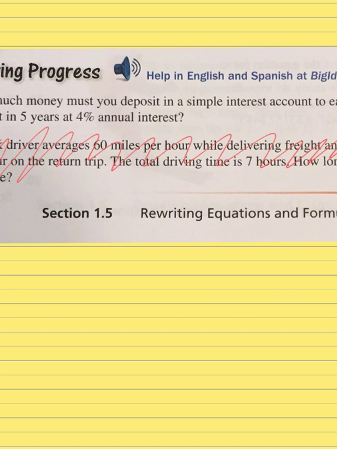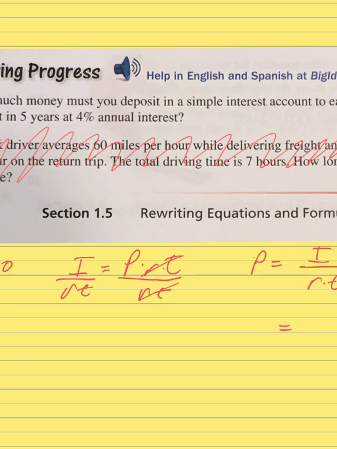So again, for number 10, you have interest equals principal times rate times time. In this case, you're asked for how much money you deposited, so you're looking for the principal. So you divide both sides by the rate times the time. Now you have the formula principal equals interest, the money you made, over rate times time, which in this case is 500.